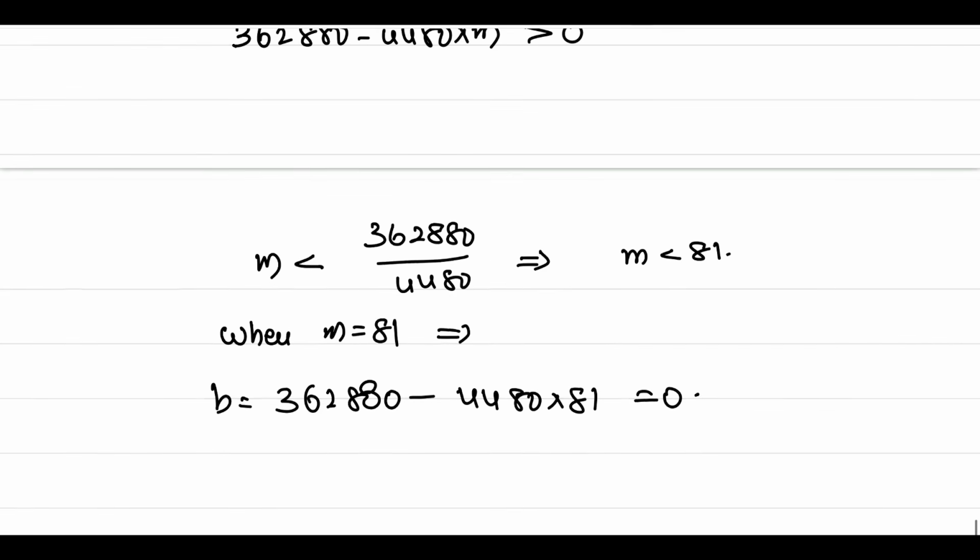If M is equal to 80, let us see. For example, B is equal to 362880 minus 4480 into 80. Let us see what happens. 362880 minus 4480 into 80.